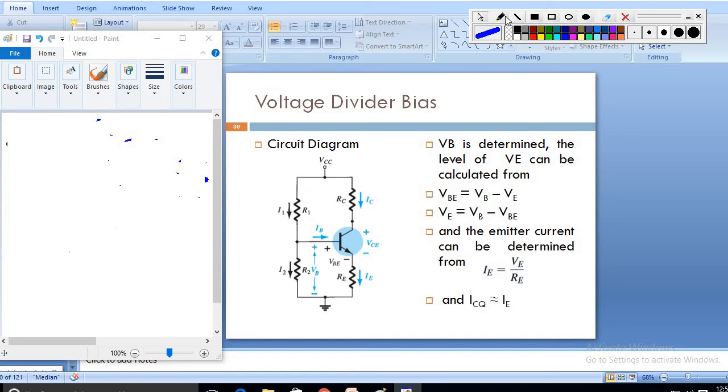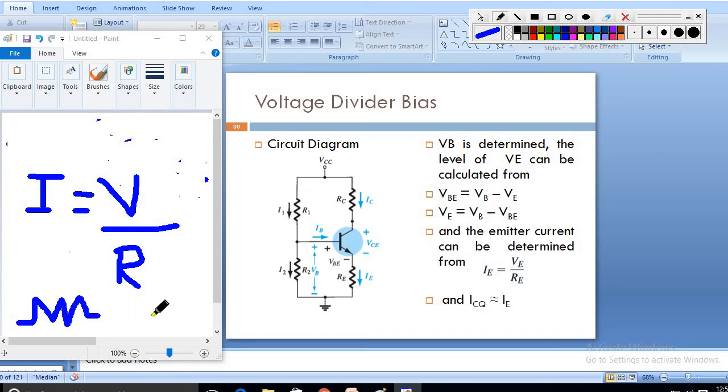I is equal to what? We all know that current I is equal to V by R. This is the basic formula of current flowing through any resistance. Current is flowing across this resistance, right?